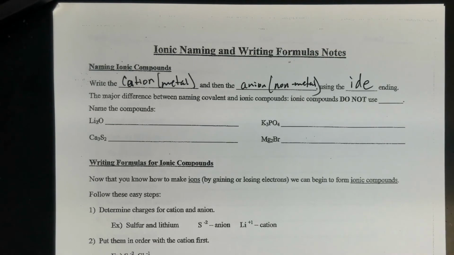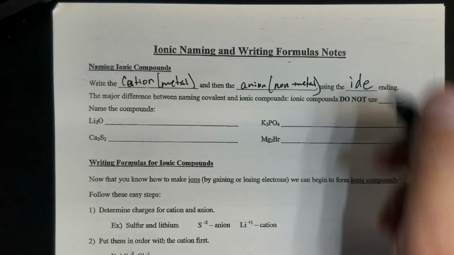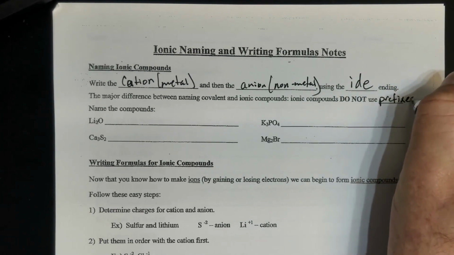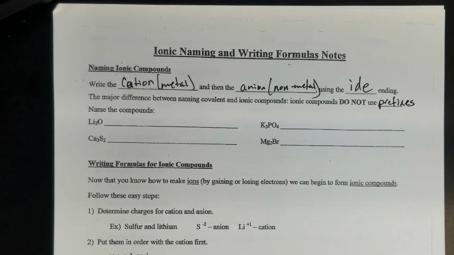The major difference between naming covalent and ionic compounds is ionic compounds do not use prefixes. So you're never going to have a mono, a di, a tri. You're never going to have any of that whenever you are naming or formula writing for ionic compounds.